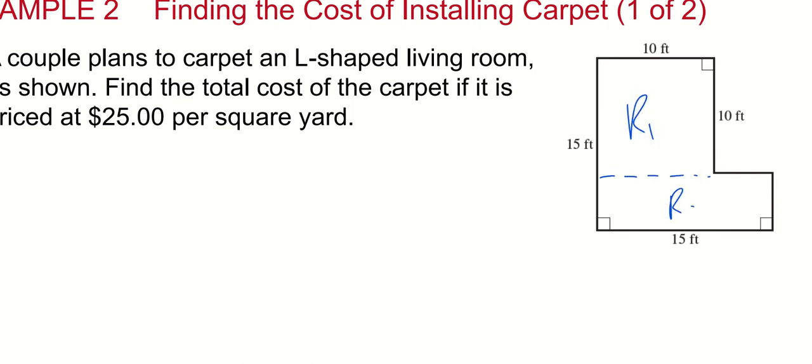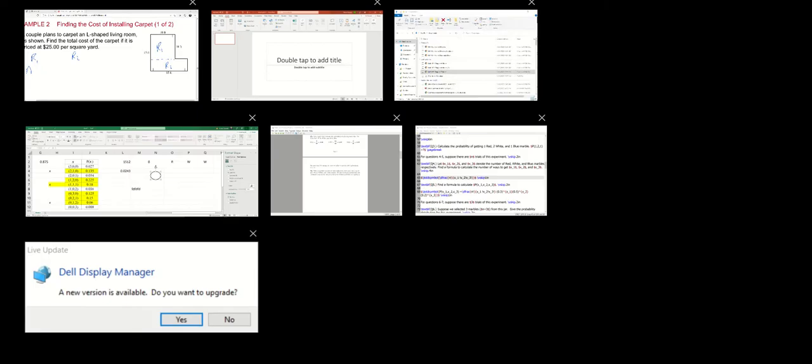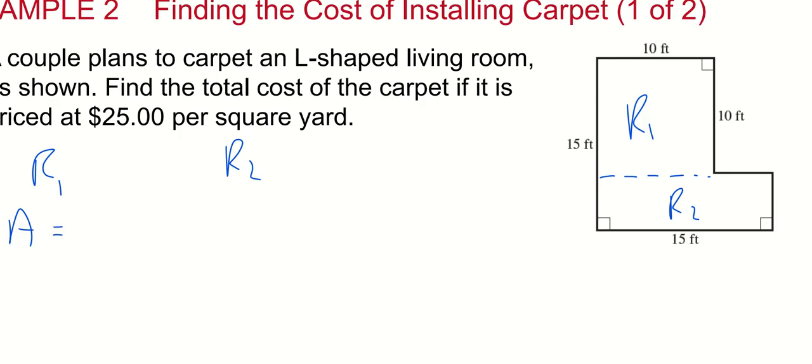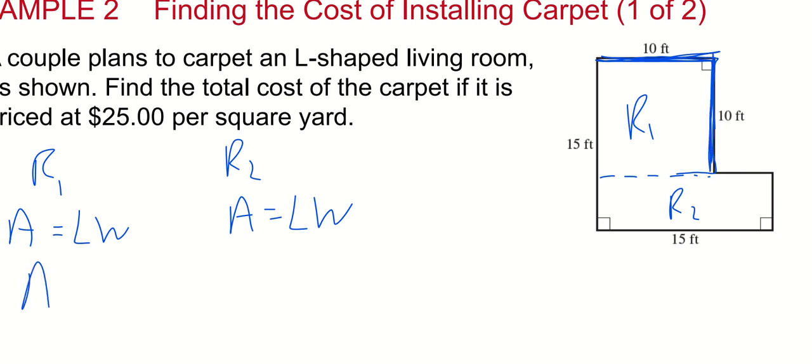I'll call them R1 and R2. We want to find the area of each of those 2 rectangles. Again, because each one is a rectangle, it's going to be length times width. So A equals L times W, and it's also going to be A equals L times W here. If I take a look at the first rectangle, rectangle 1, I know this dimension is 10, and this dimension is also 10. So its length times width actually ends up being a square, but it's going to be 10 times 10, which would be 100 square feet.